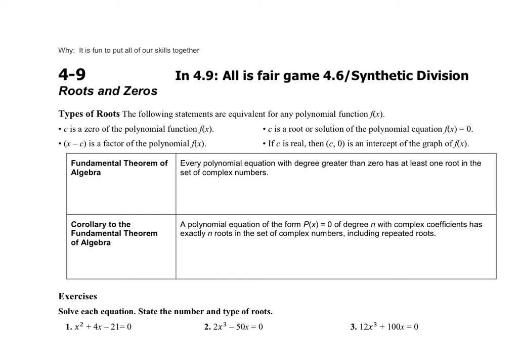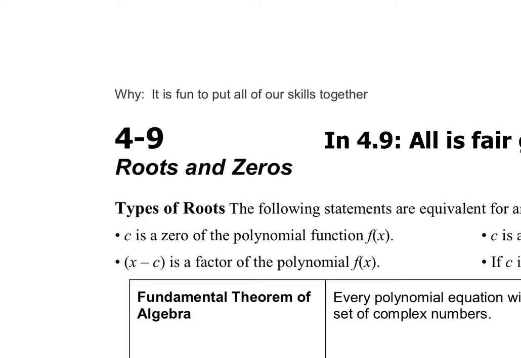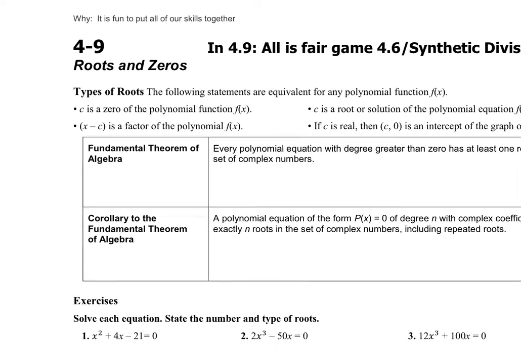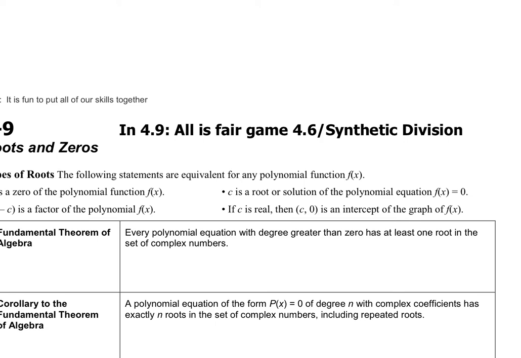Alright, so here we go. We made it to the final section, 4.9, the why. It's fun to put all of our skills together. We've been working on all the different pieces, really going back to chapter 3. All of that's coming to a final conclusion here in our section. So in 4.9, all is fair game.